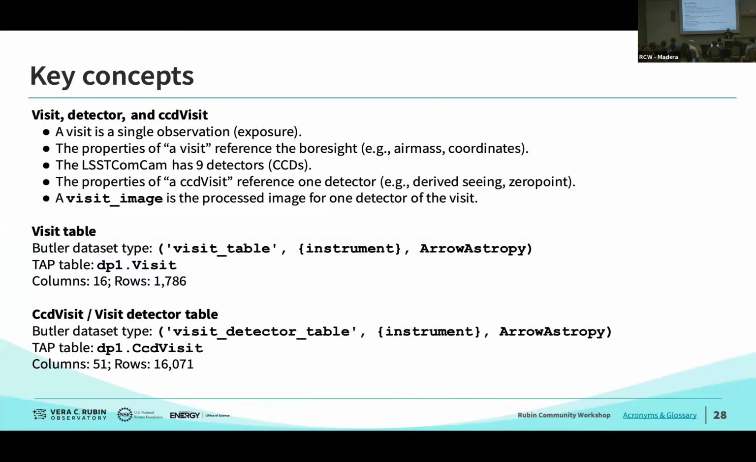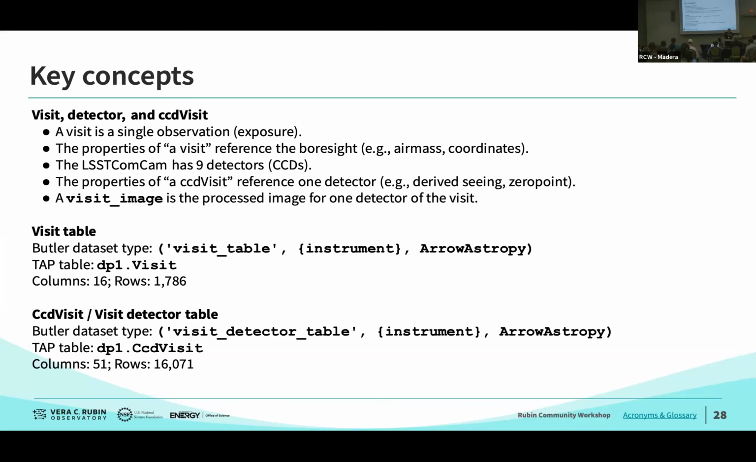So some key concepts. First of all, what is a visit? A visit is a single observation or exposure. The properties of this visit reference the pointing of the telescope, like Andres said. This includes air mass and coordinates. And as a reminder, LSST ComCam has 9 detectors, and each one of those detectors has properties in each visit, called a CCD visit, and that includes properties like the seeing and zero point.